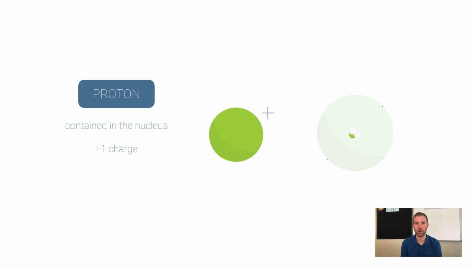They have a plus one charge. Each of them is positive one. And they have a mass that's almost one AMU. Now, what's an AMU? It's an atomic mass unit.